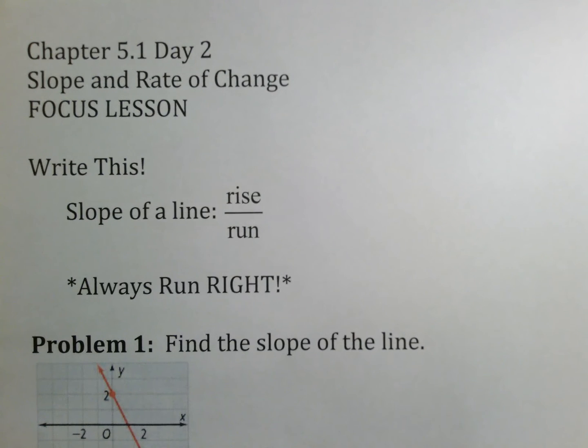This is the second day of chapter 5.1. Yesterday we talked about finding the slope and rate of change of a table. Today we are going to do slope and rate of change of a line.